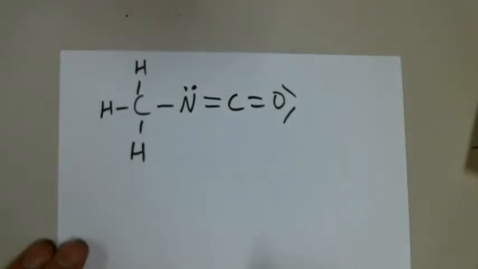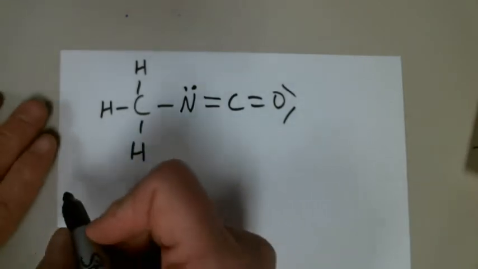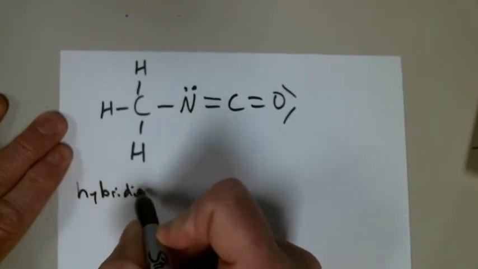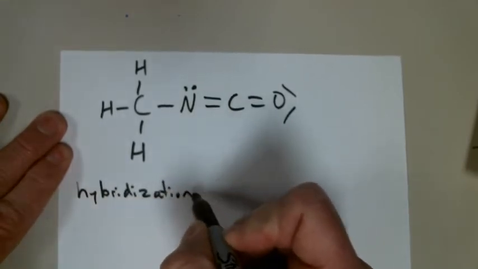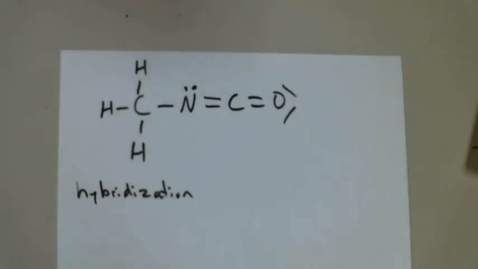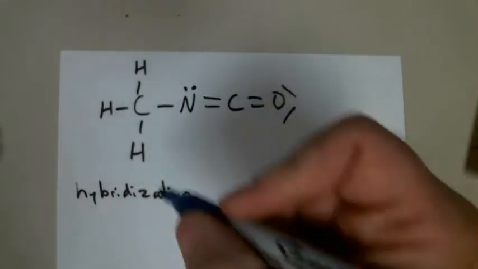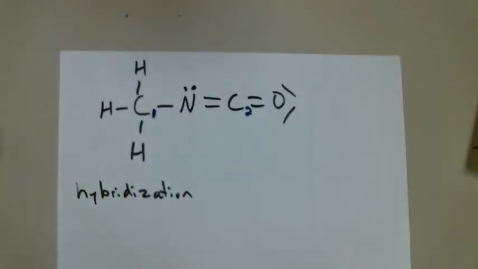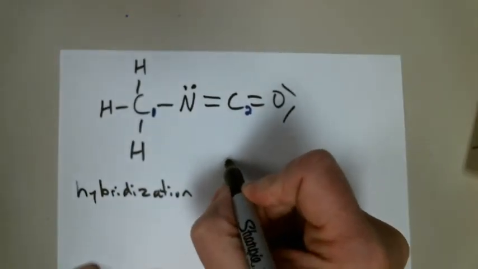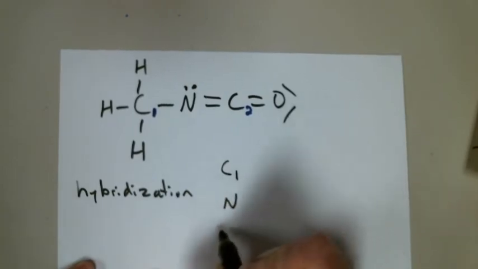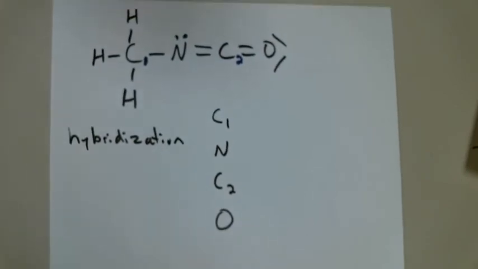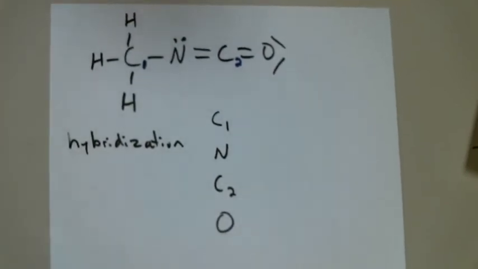Well, let's do them all. Let's do hybridization. Let's label our carbons. So let's say this is carbon 1, this is carbon 2. Okay, so we'll go through like that. Just as an example, we've got carbon 1, we've got the nitrogen, we've got carbon 2, and then we've got the oxygen. Might as well do all of them, right? We can do that. So what's the hybridization?